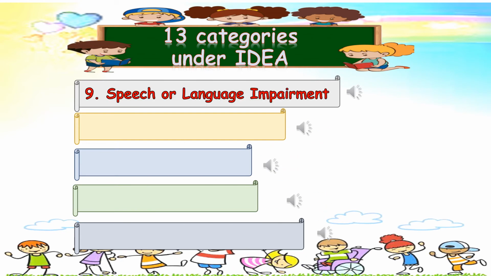Next category is speech or language impairment. This category covers difficulties with speech or language. A common example is stuttering. Other examples are trouble pronouncing words or making sounds with the voice. It also covers language problems that make it hard for children to understand words or express themselves.